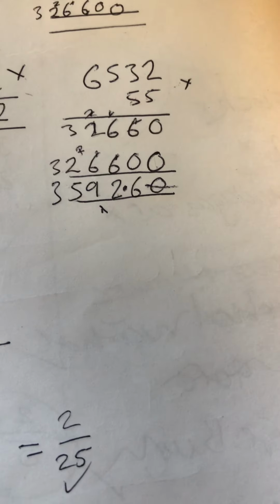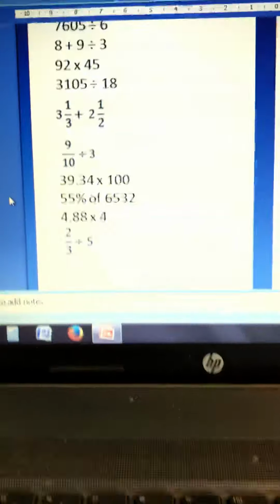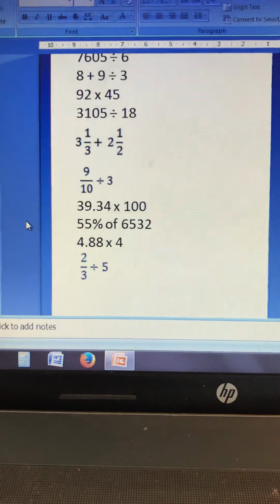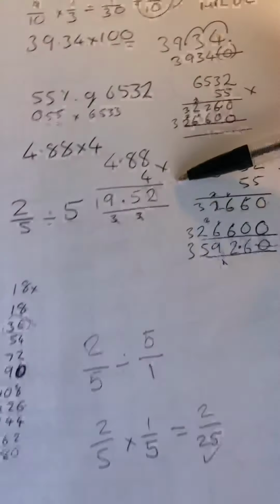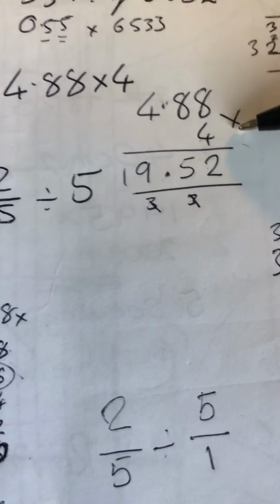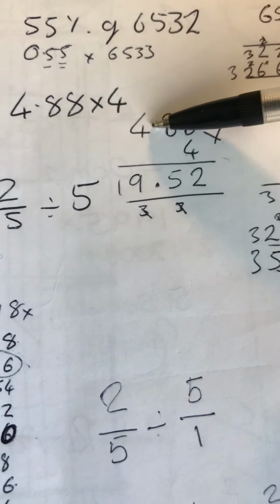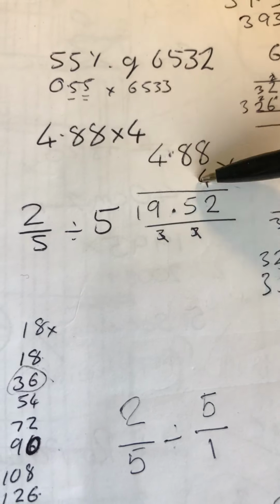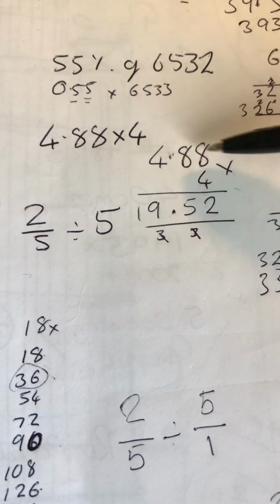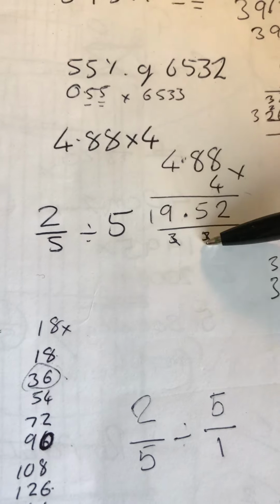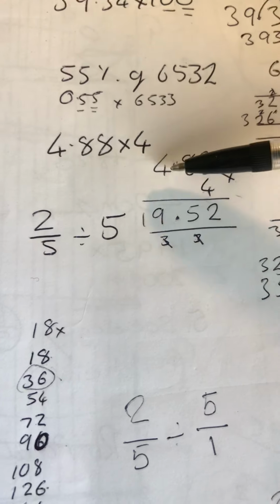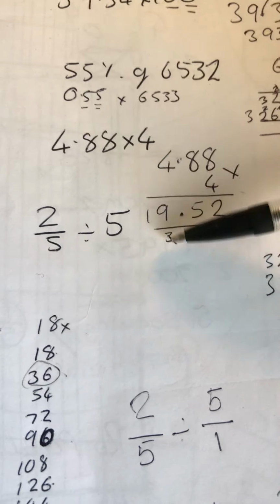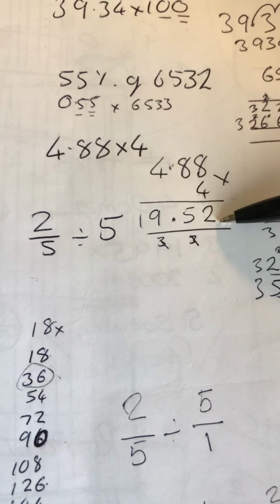Then we had, if we go back up there, 4.88 multiplied by 4, which I laid out here as short multiplication. With short multiplication, we can lay it out with the decimal points in line and then just multiply like normal. So 4 times 8 is 32, 4 times 8 is 32, add the 3 makes 35, 4 times 4 is 16, add the 3 makes 19, 19.52.